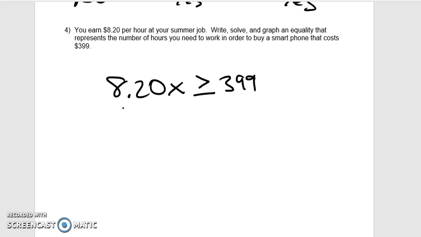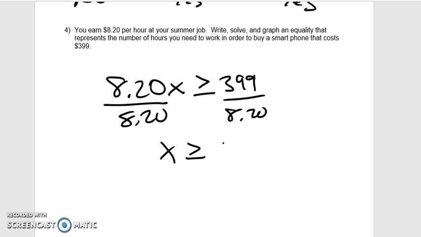So let's solve here. What are you going to do to solve this inequality? Well, I see multiplication, so I'm going to end up doing division. So we're going to divide both sides by $8.20. So we'll punch that into the calculator, and it says x is greater than or equal to 48.658536. Okay, all right.